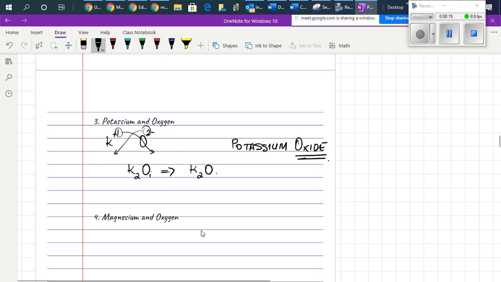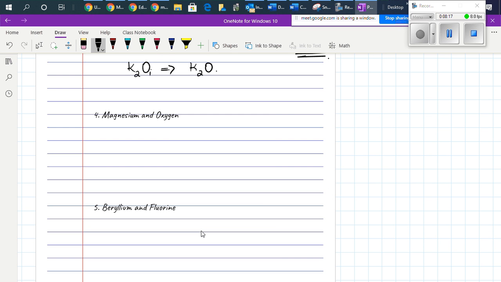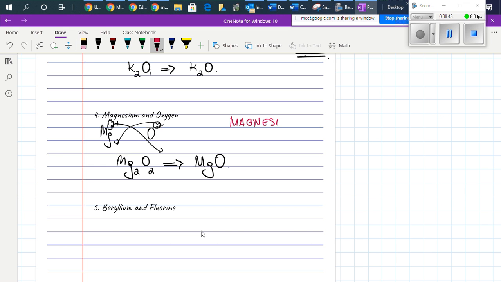Magnesium and oxygen. Magnesium is 2+, oxygen is 2-, so those coefficients are switching places. It will be Mg2O2. In the simplest form it will be MgO. The name is magnesium oxide.